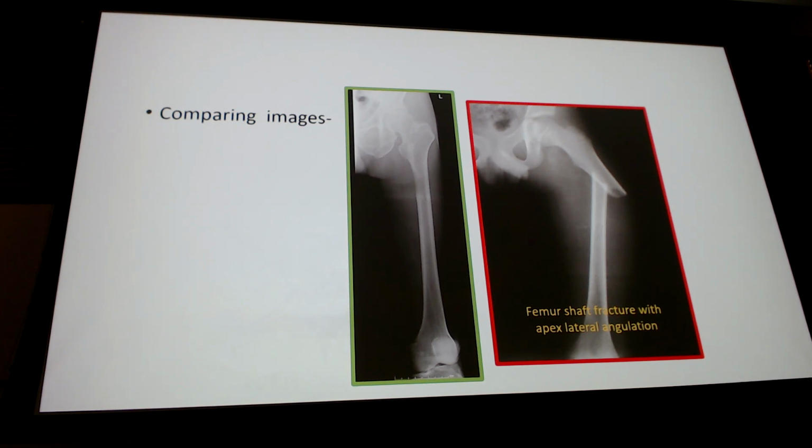This is just to give you that first example of comparing images, right? So this is the perfect one where I was talking about. Femur shaft fracture with apex lateral angulation. We talked about that apex. Which way is the arrow pointing? So if I draw the point of an arrow, which way is it pointing? That's how you decide that. That's lateral because the arrow is pointing that way.